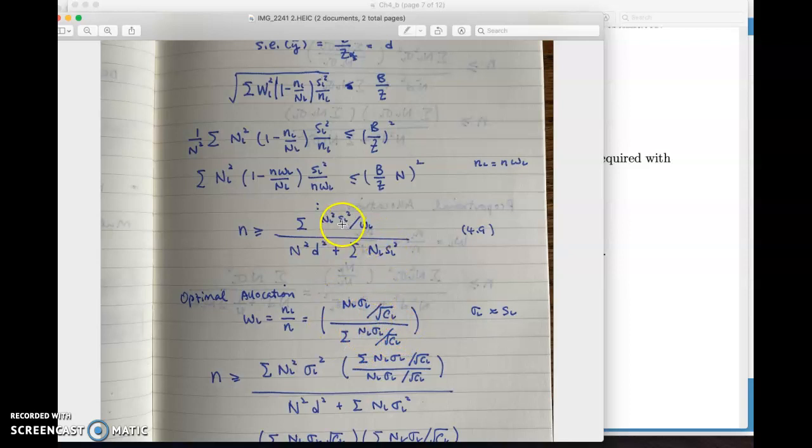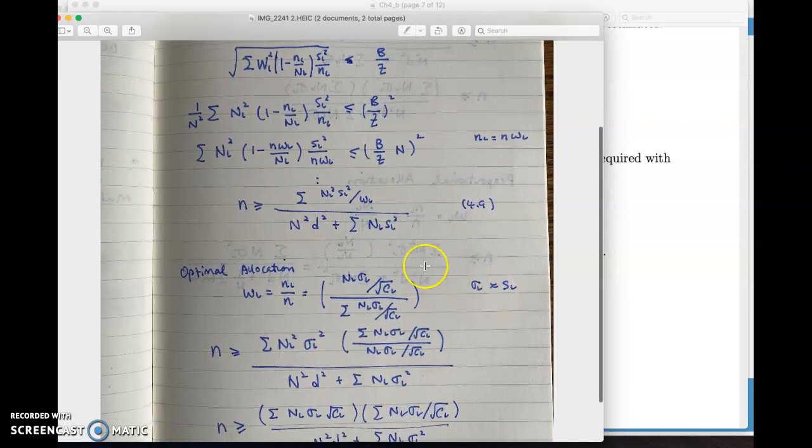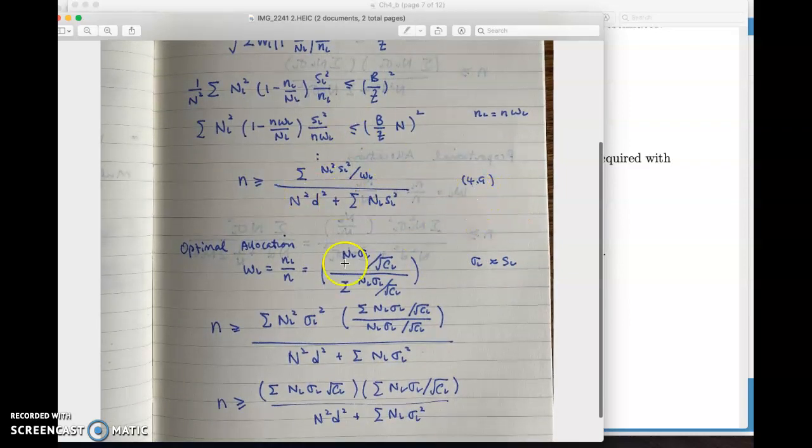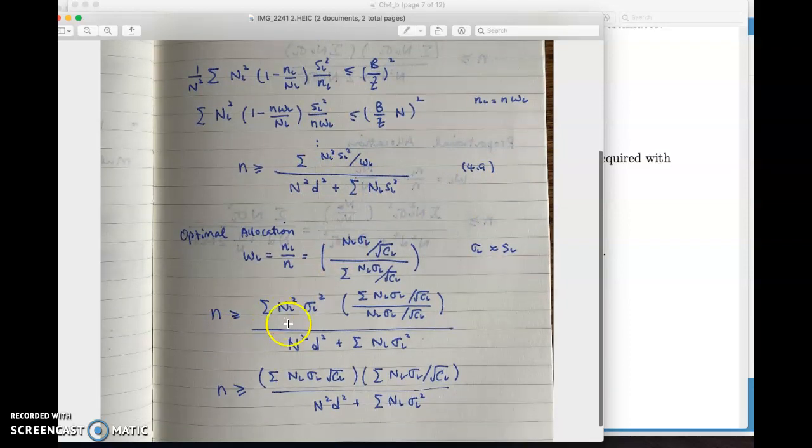Let's assume SL is not found yet because we haven't conducted the survey, so let sigma L equal SL in this case, replacing that. Copy equation 4.9 down here: n is greater than or equal to the summation of NL squared sigma L squared divided by little wL, which is to multiply by the inverse of this. The summation goes on top and then this goes in the bottom. Copy the same denominator, nothing changed.